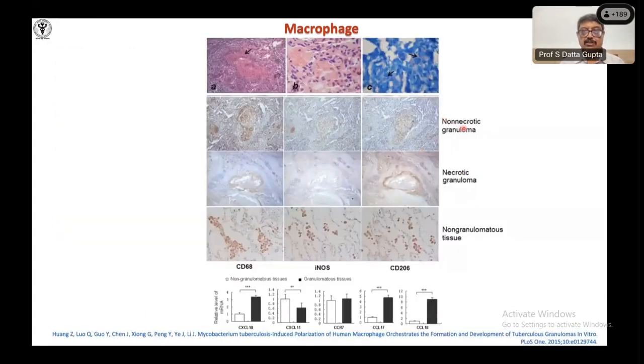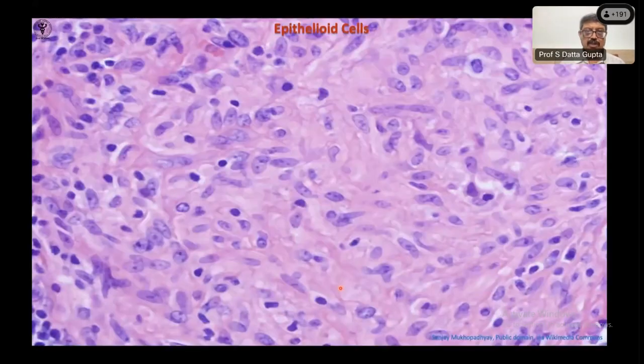Now, this is in a non-necrotic and a necrotic granuloma, and this is in a non-granulomatous tissue. So this is the stain for macrophages in general, CD68. This is iNOS, and this is CD206. So you see, they can get a mixture of both of them depending on when it is required.